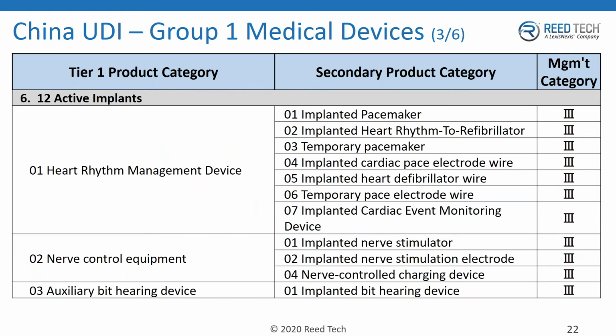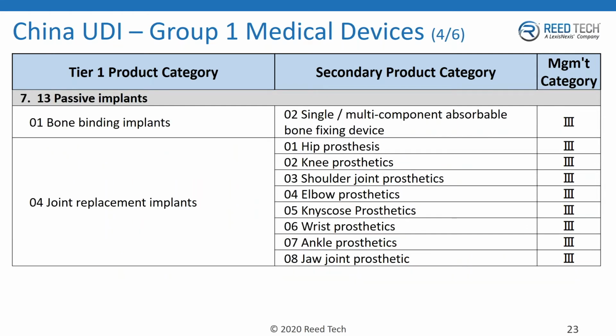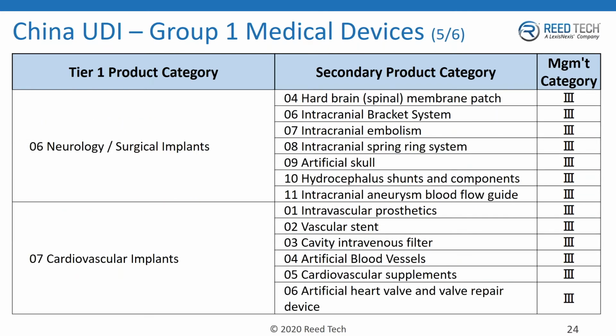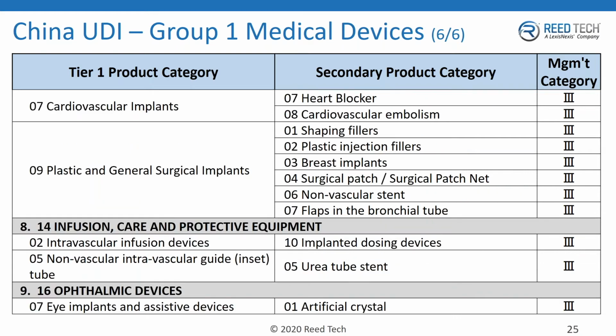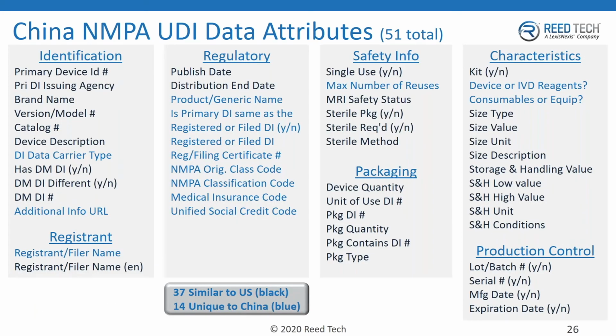So I'll just scan through the rest of these, but there's a number of items here that are grouped together in those product categories on the left, but the actual individual items are on the right. All right, I think that's page 6 of 6. So I know there's a lot there, and I went through rather fast, but you can go back and take a look at those. The other bit of information that we want to share regarding China is in regard to the actual data attributes that are being collected.